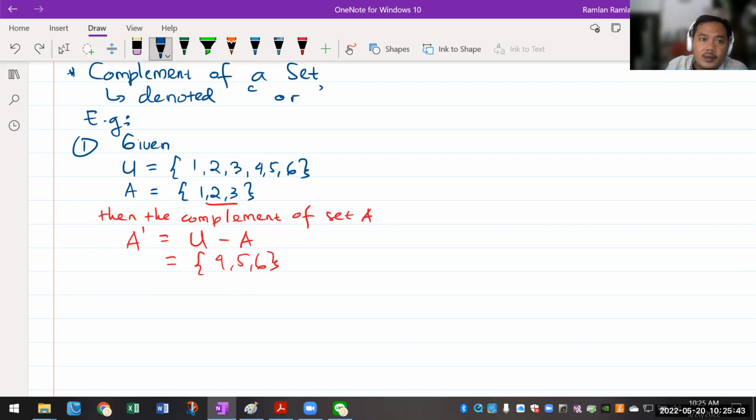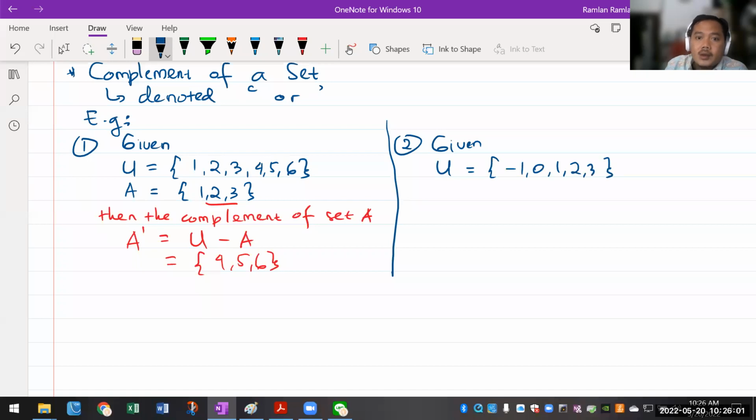Okay. I'm gonna write down question number 2 over here. Given this time I have a universal set and I have set A and set B. So the universal set is going to be -1, 0, 1, 2, 3. Then I have set A, which equals 0 and 1. And then I also have set B, which is going to be 1, 2 and 3. Okay, the first question, question A, is to find the complement of A.